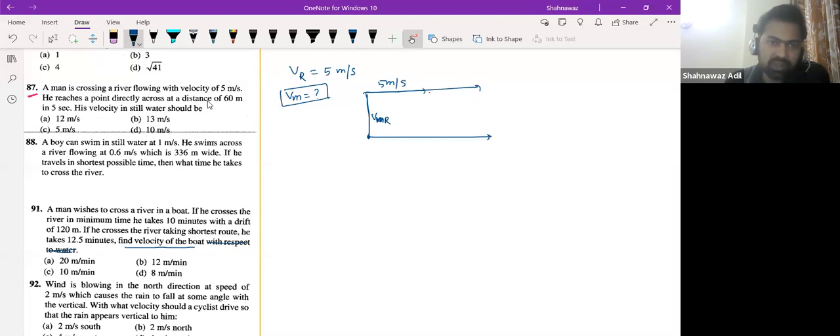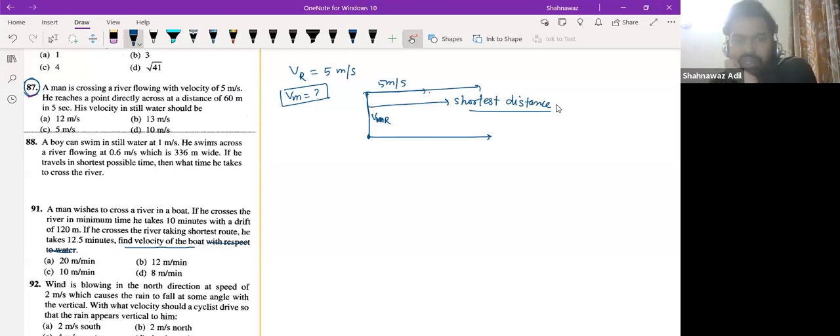These are the things which are given. Quickly try this one, and if you get stuck, then we'll discuss it. This is an easier one comparatively, but the question that I'm thinking to do is a little bit more complex. The important thing is that he is reaching exactly the opposite point, so this is the shortest distance, and we have talked about the scenario for shortest distance. Quickly try this one and tell me what you are getting.